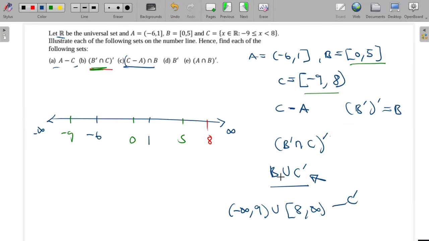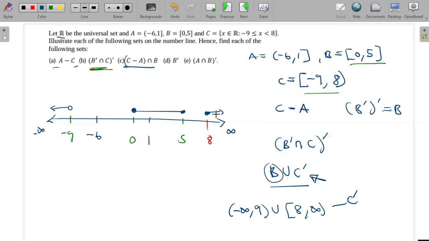Then B, I have already been given. It's from 0 to 5. So there, if I was to shade my B, it's there from 0 shaded in to there. And then my C complement, it is shaded there, then to that side. And then here open to that side. So now they're saying union. Union means bring everything together. Bring those two sets together, the set B and the set C complement.